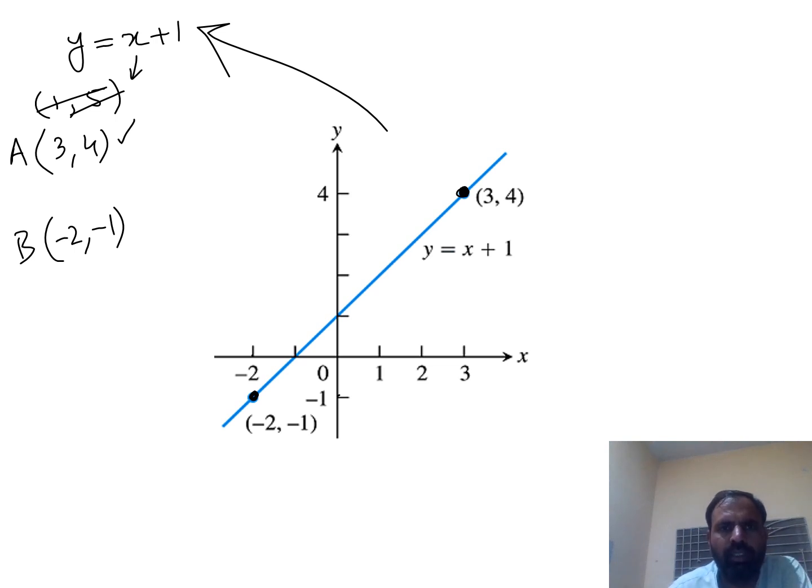Here is the line y equals x plus 1, with points a (3, 4) and b (-2, -1). From these two points we draw a line. (3, 4) will fall here, and (-2, -1) means both are negative, so this point is here, and we join these two points. This will draw a straight line.